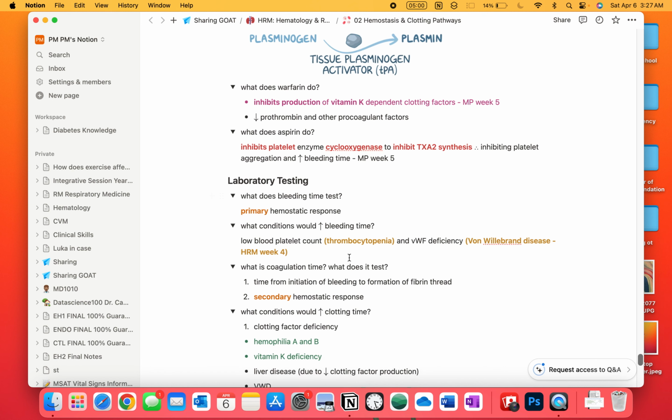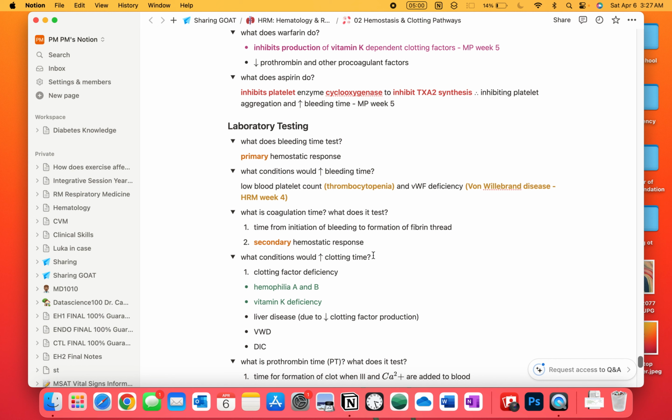What does bleeding time test? So bleeding time is just your primary hemostatic response, right? What conditions are going to increase your bleeding time? Thrombocytopenia, which means you don't have a lot of platelets. Anything to do with von Willebrand deficiency or the platelet count. Von Willebrand disease, good example. That will increase your bleeding time.